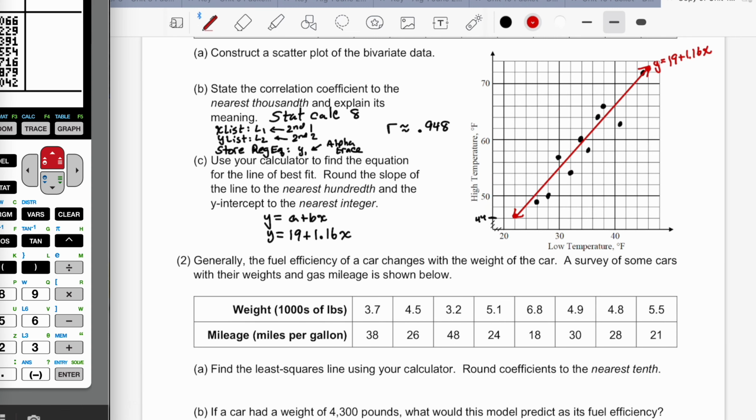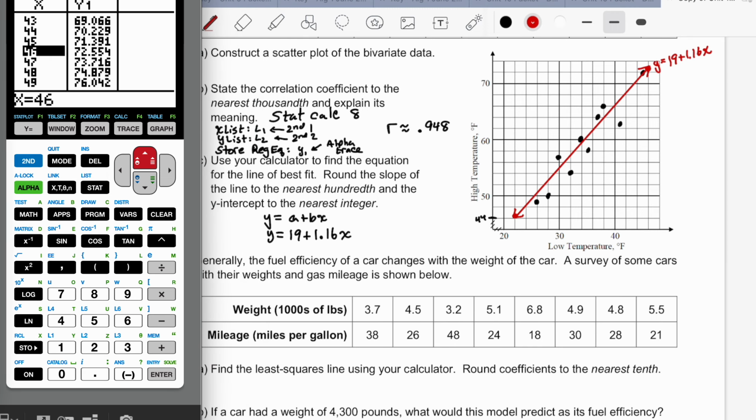So the next one: generally the fuel efficiency of a car changes with the weight of the car. A survey of some cars with their weights and gas mileage are shown below. The weights are in thousands of pounds. The mileage is in miles per gallon. We want the least squares line, same thing as linear regression line, same thing as trend line, same thing as line of best fit. All right, and then a follow-up question that we have to answer.